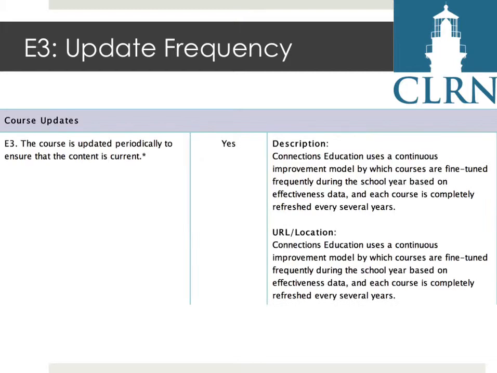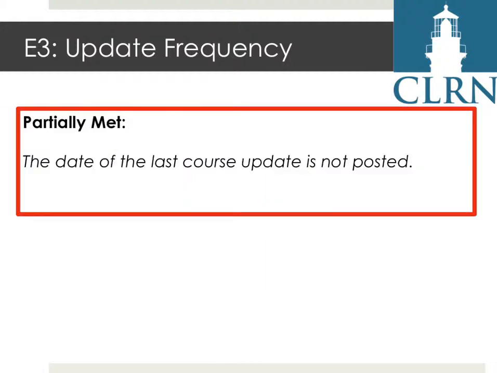We ask publishers to provide both a description and a location or URL where we may verify the date of the last update. To validate Standard E3, we first look for the posted date of the last course update. If none is found, we look for posted copyright dates and course materials, with the expectation that the course is no more than 3 years old. If it's older than 3 years, this standard is not met. A possible partially met comment is: the date of the last course update is not posted.